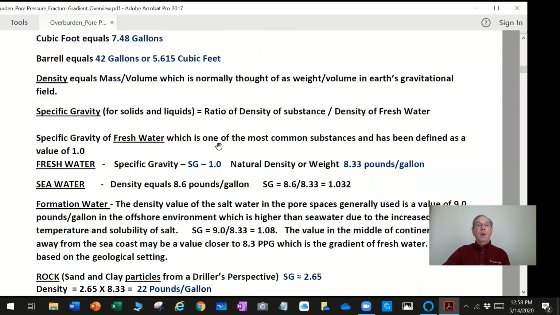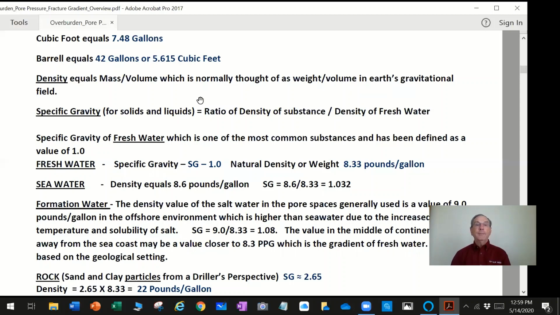A long time ago, the specific gravity of fresh water was defined as being a value of 1. It's one of the most common substances we have around on the Earth. So specific gravity of fresh water is 1, and its natural density, or weight, is 8.33 pounds per gallon.